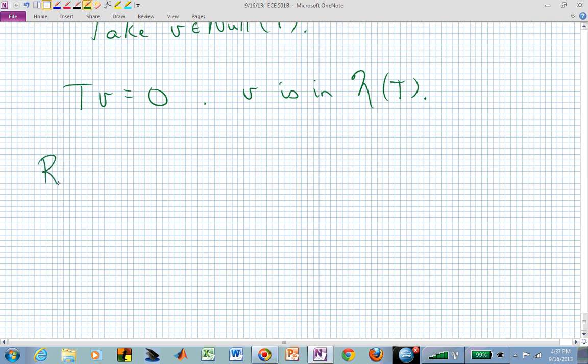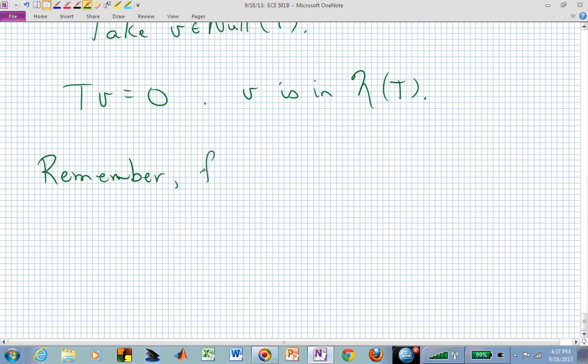Now, we also need to remember what was the null space of T. What was one of the nice things about the null space of T? It was a subspace, wasn't it? And if it's a subspace, what does a subspace have to contain? It has to contain the zero vector, or the additive identity.